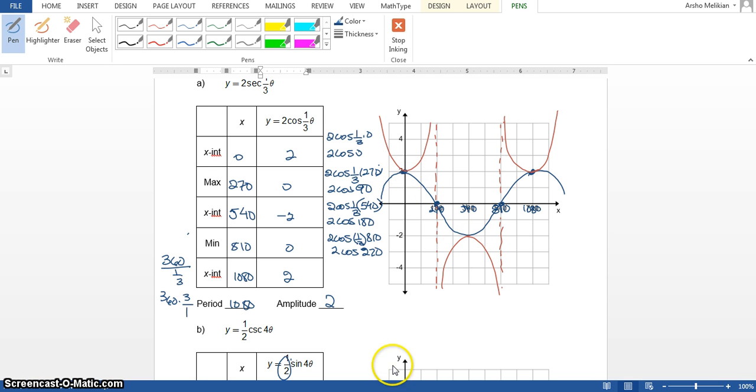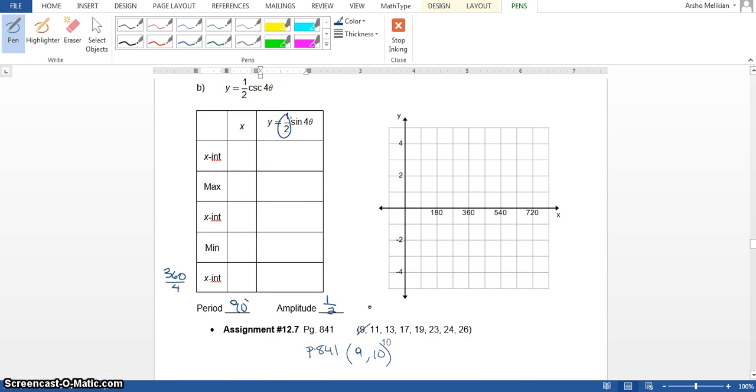Okay. So let's go back here. So this one is going to be a shorter wave. Or a smaller one. So when the period is 90, my first and last terms are going to be 0 and 90, meaning the halfway point is 45, and then I have 22.5 and 67.5.